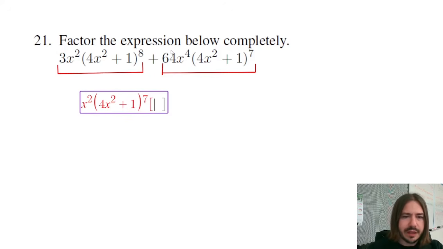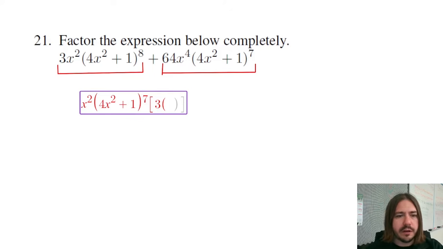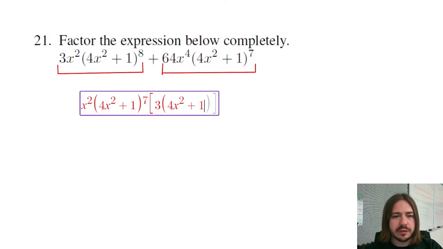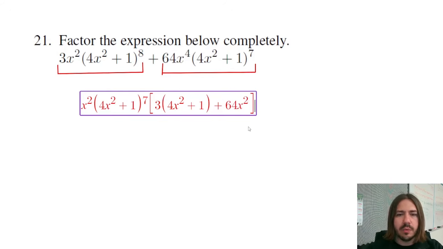Now, what's going to be left over is everything that I didn't actually factor out. So in the first group here, I didn't factor out the 3, and then there's one of these 4x squared plus 1s left over. And then in the second part, 64, we didn't factor that out, so we're going to leave that there. X to the 4th, we only pulled out an x squared, so that should leave us with an x squared left over. We did pull out all 7 of these, so there shouldn't be any remaining in this second piece.